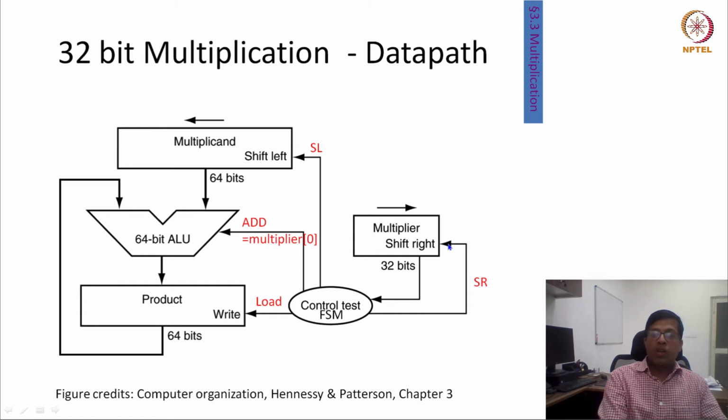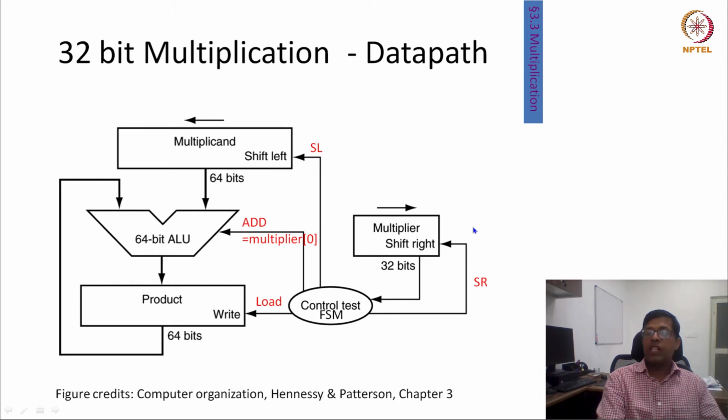Now based on the 0th bit of this multiplier, we will add, or based on this 0th bit of the multiplier, we will load. So basically, if this addition has been performed, then only we will write that into this product register, otherwise we will not write. Okay, so after this first state, we will shift the multiplier to the right.